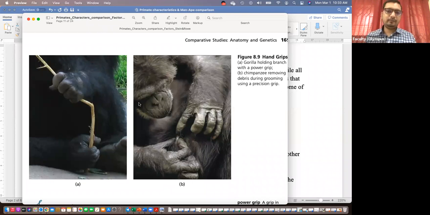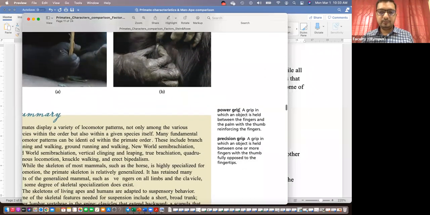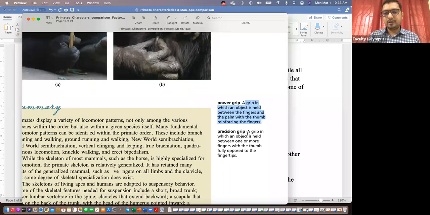So, power grip and precision grip. And the good thing about this book is they also nicely describe the terms. Power grip is a grip in which an object is held between the fingers and the palm with the thumb reinforcing the fingers. Whereas precision grip is a grip in which an object is held between one or more fingers with the thumb fully opposed to the fingertips.